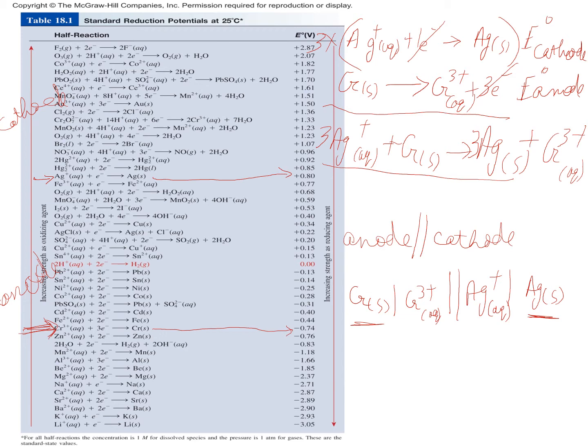If the question asked you to calculate E naught cell, which it has not in this case, what would be the E naught cell value? Remember, E naught cell would be E naught cathode plus anode. What is the cathode value? The cathode value stays as it is, which is plus 0.80, plus the anode value. If it was negative 0.74, it would become positive 0.74, because we flipped the reaction, so we flipped the sign. You add this up and that would give you 1.54 volts. So that would be your E for the cell if the question asked you, but it's not.